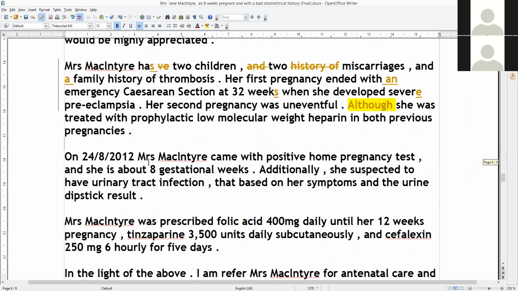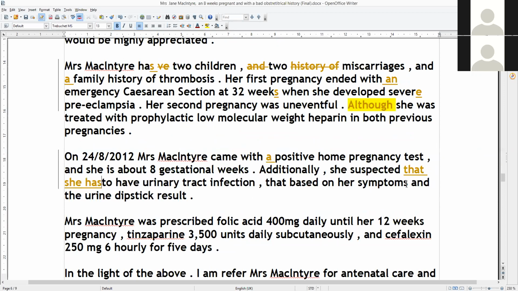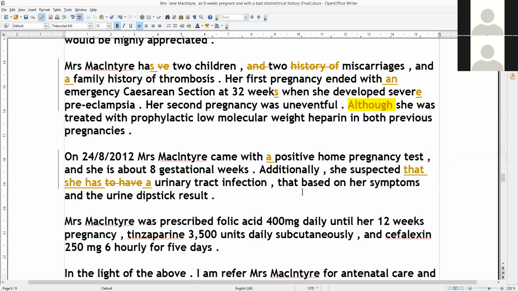Okay. Mrs MacIntyre came with A. Don't forget, watch your articles. Positive home pregnancy test. And she's about 8 gestational weeks. Additionally, she suspected 2. Well, you can't suspect 2. She suspected that she has, but not suspected 2. She suspected that she has a urinary tract infection based on her symptoms and the urine dipstick result.